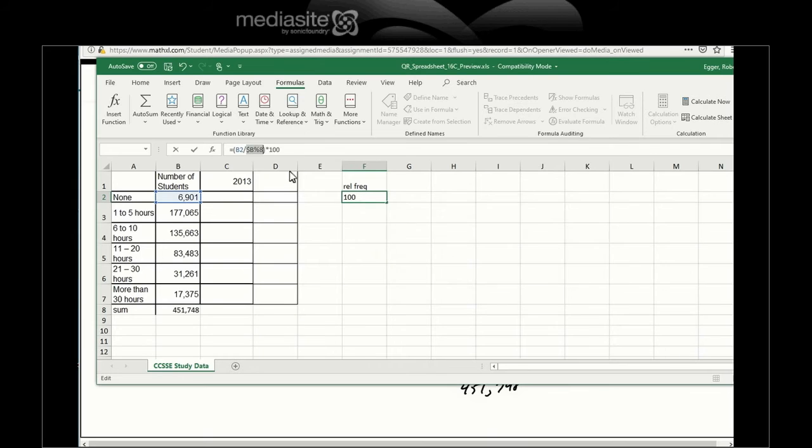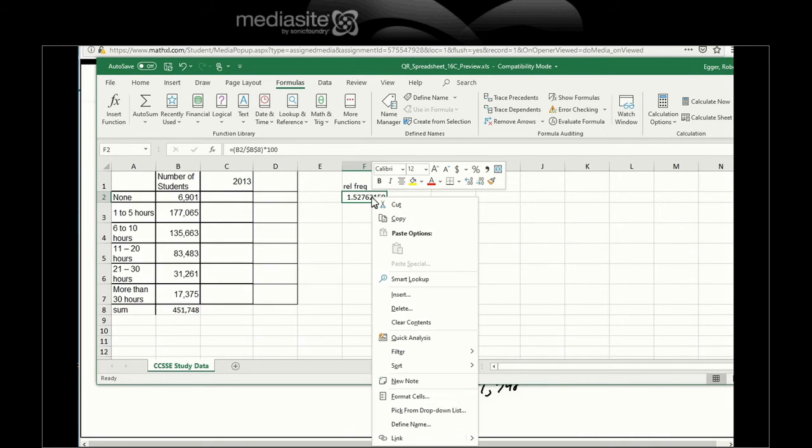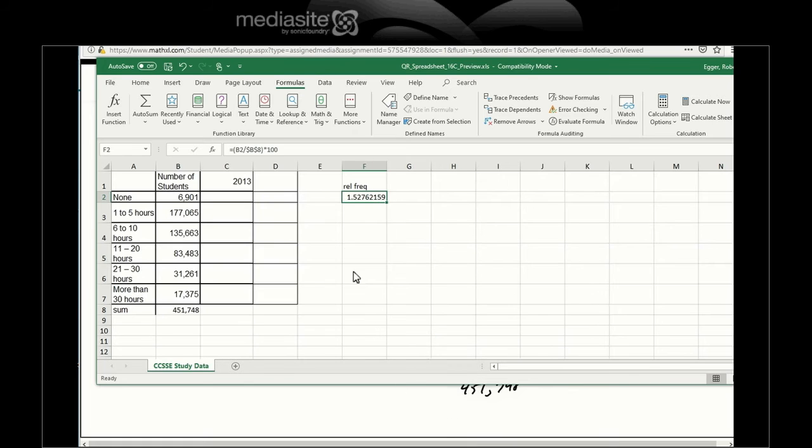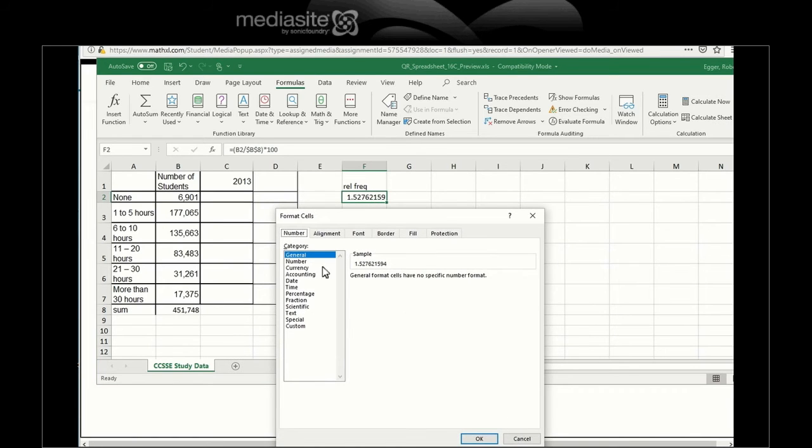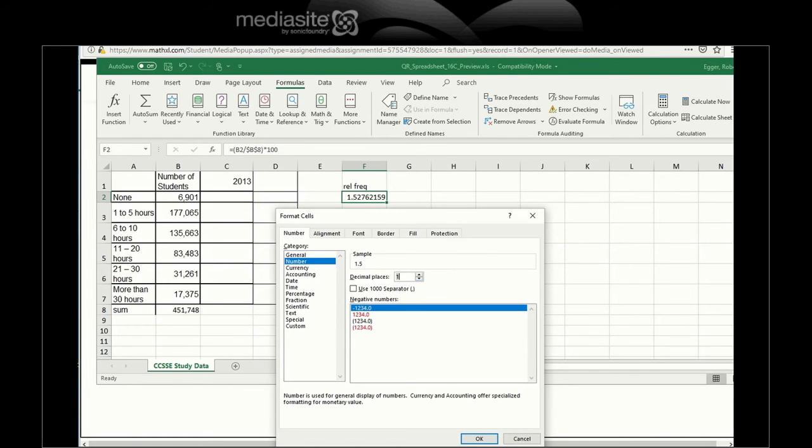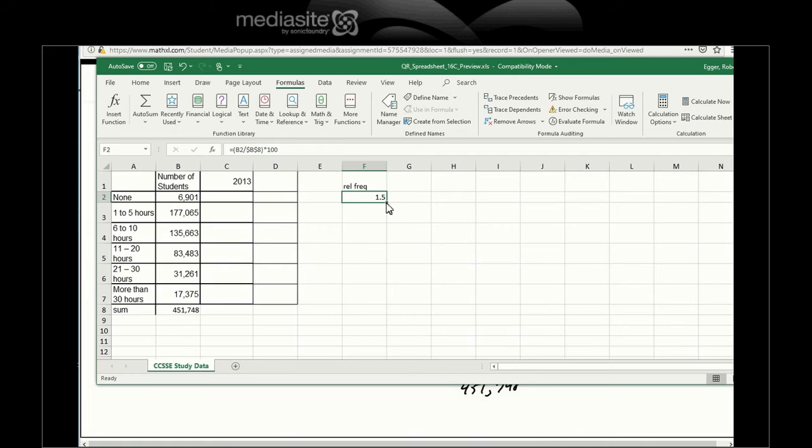Oh, percent. Dollar sign. Okay. And I want to make that only one decimal place. Pull it down. And there's our percentages. 100%. Good. Those are the answers.